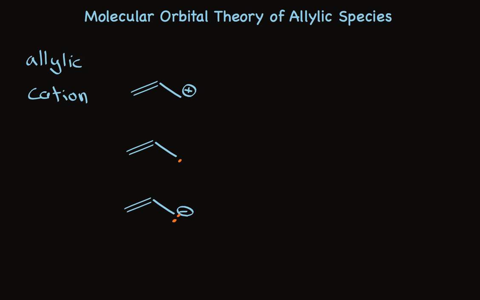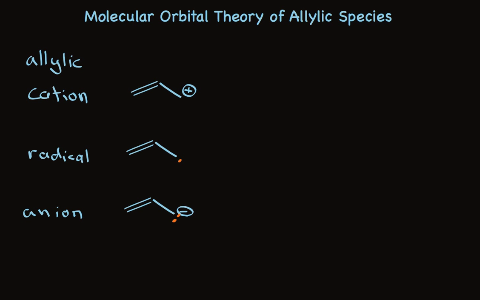It may be neutral, have 1 electron, and that's a radical. Or it may be an anion, having 2 electrons at that carbon and simply missing a proton. These are all allylic species, cation, radical, or anion, and they have special properties, including being especially stable.